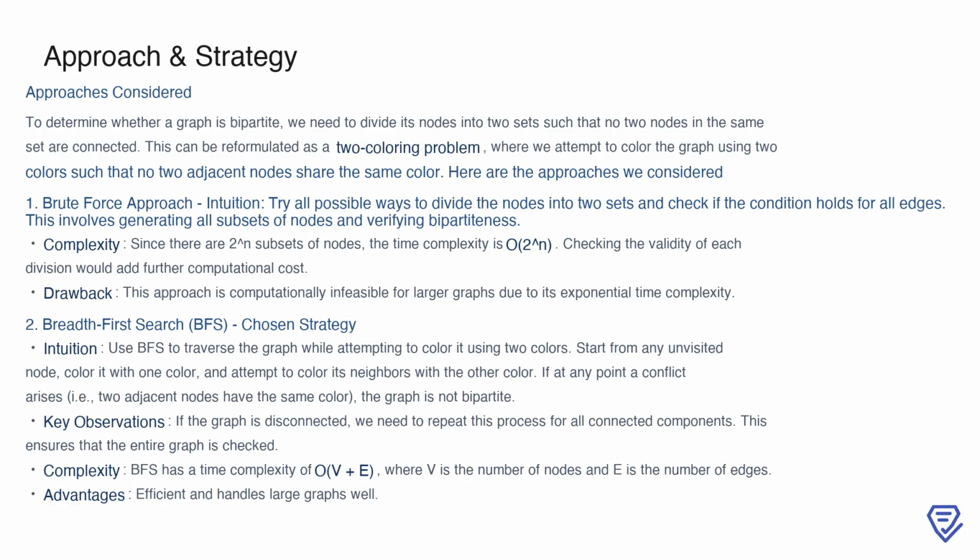An important observation here is that if the graph is disconnected, we need to apply this process to each connected component individually. This ensures the entire graph is covered. BFS provides a time complexity of O(V + E), where V is the number of vertices and E is the number of edges. It's efficient and well-suited for handling large graphs, which is why it emerged as a strong candidate.